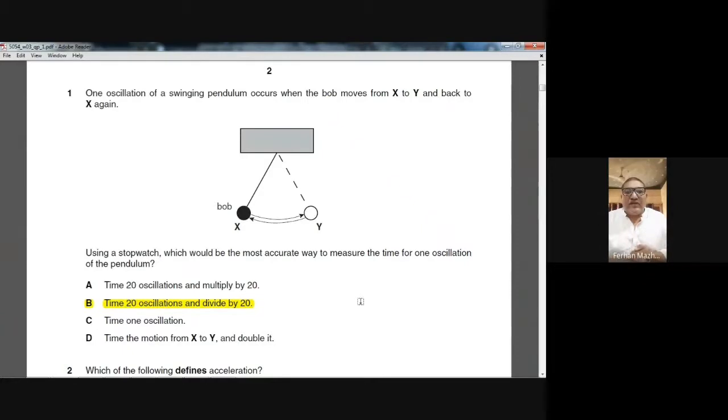You see, if you want to find out the time period of one oscillation, we never directly time it. What we will do, we will swing it for 20 oscillations. We will note down the time for 20 oscillations, and whatever time you get on the stopwatch, you divide it by 20. So clearly B is the right option. Question number 1, B is the right option. Time 20 oscillations and divide by 20.